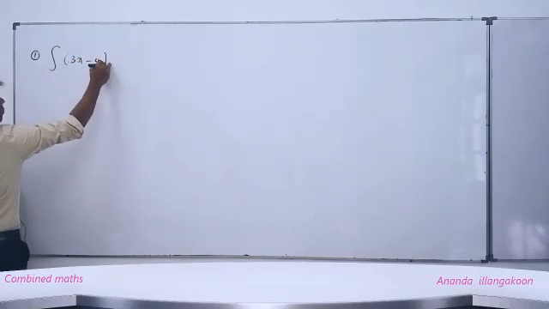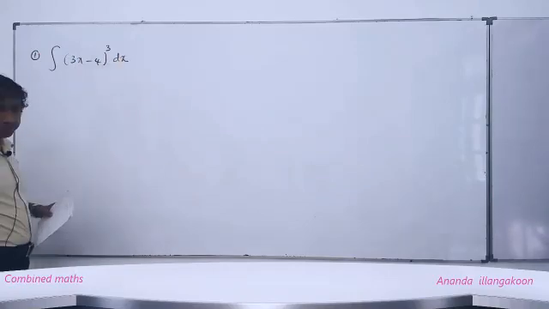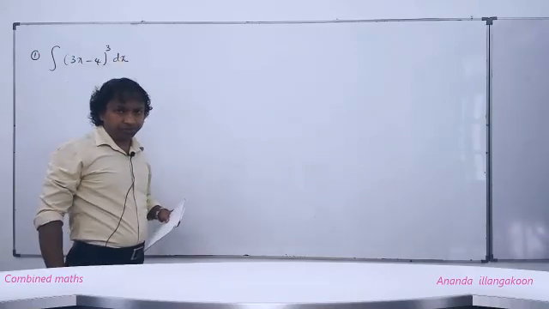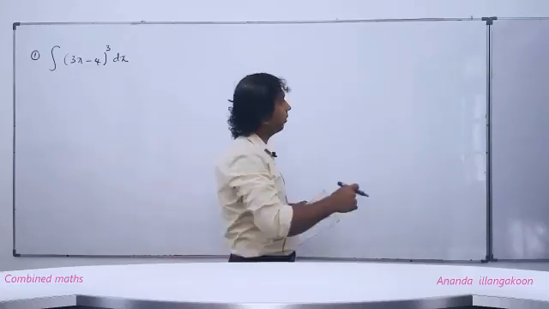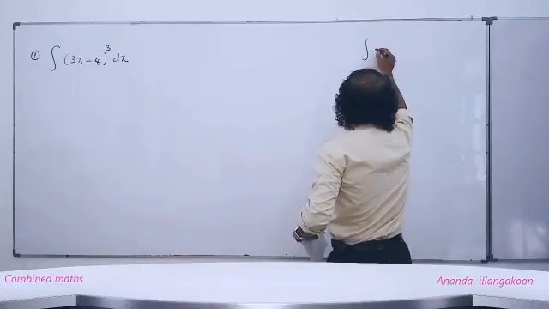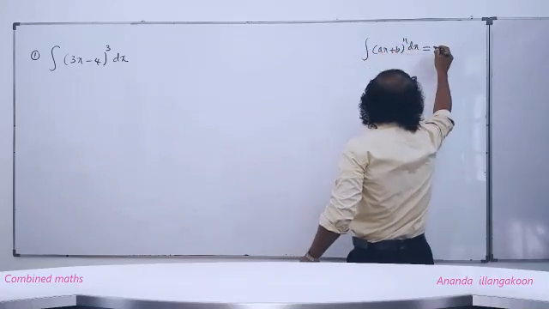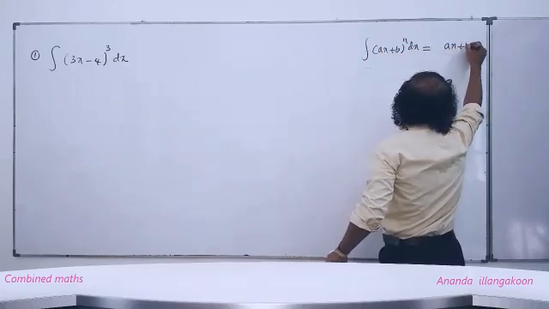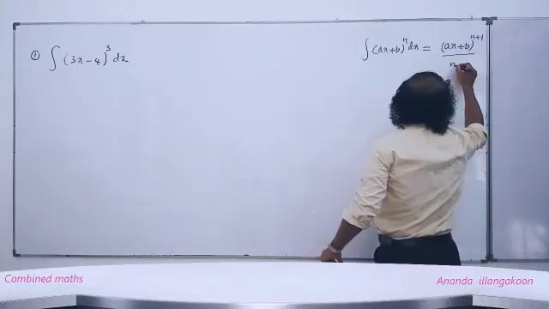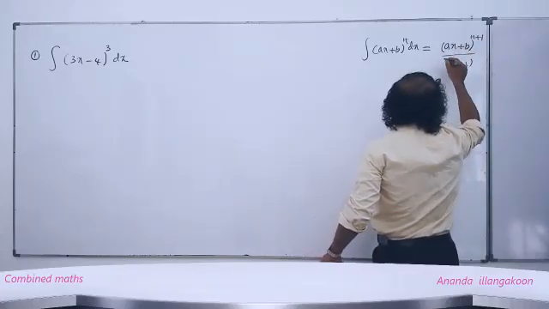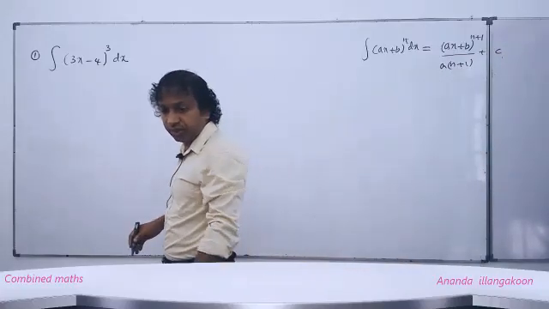3x minus 4 to the power 3 dx. How to integrate this? This is a linear function. You can remember we discussed the integration of (ax plus b) to the power n dx. The integral is: add 1 to the power n, then divide by n plus 1, and meantime divide by the x coefficient a, plus c. Using that we can get the answer.